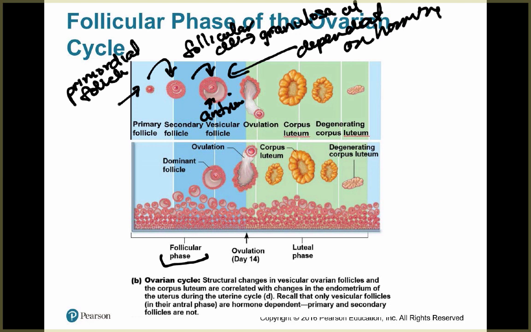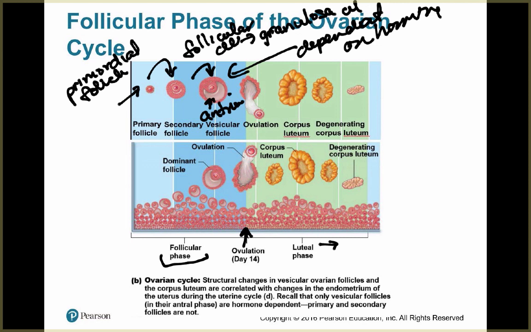At this point, that antrum is going to have a large cavity that forms, and this is what helps you distinguish this vesicular follicle from the earlier types of follicles. And what's going to happen at this point is ovulation is going to occur. And this is when we start the luteal phase.